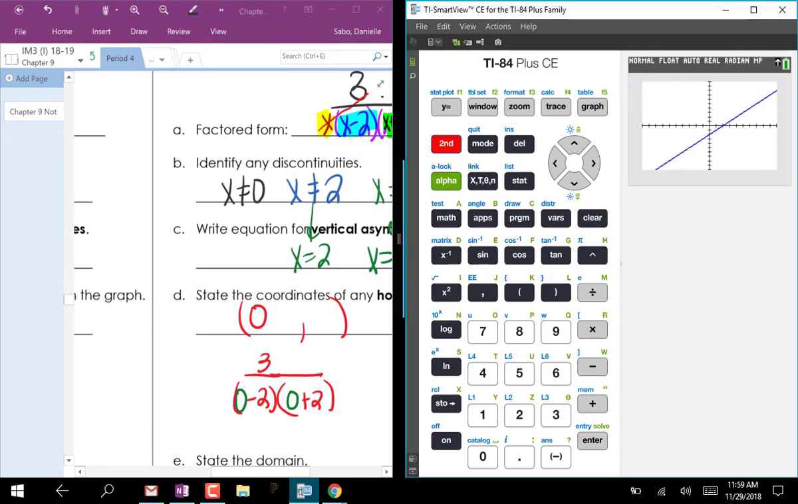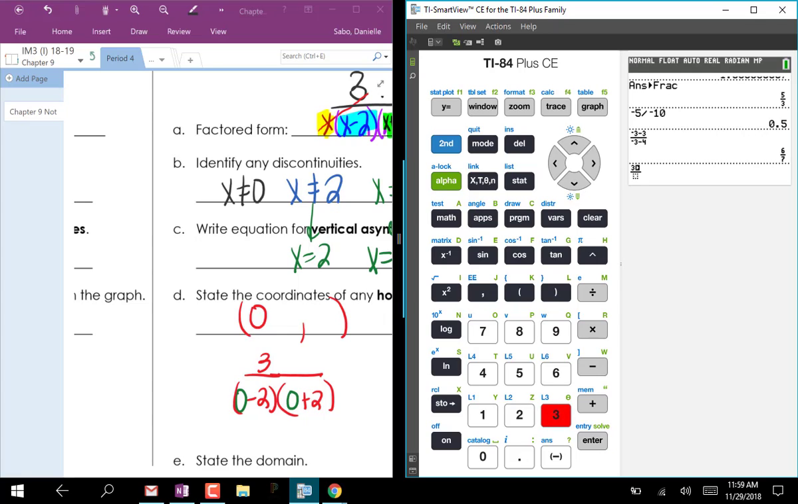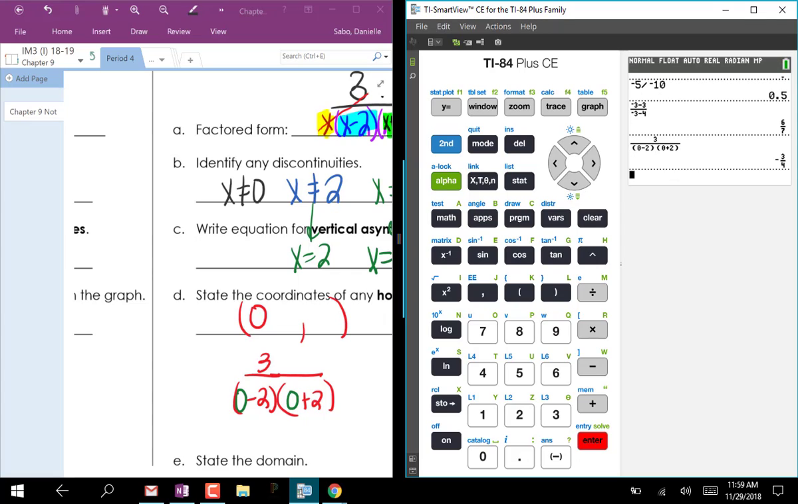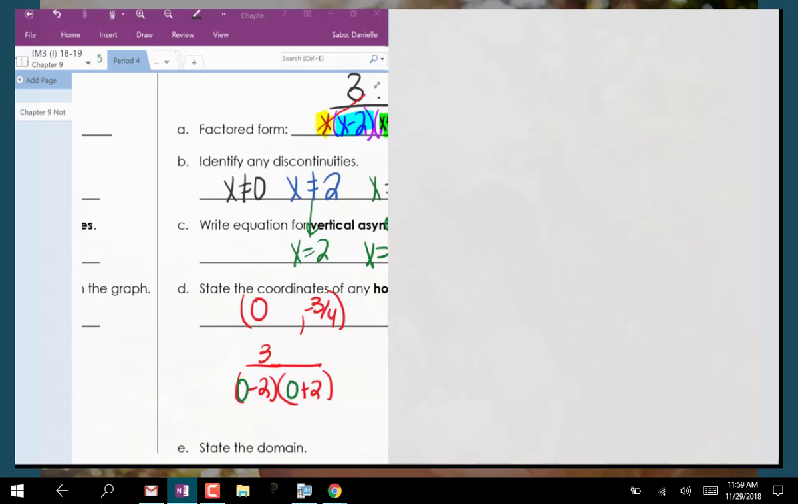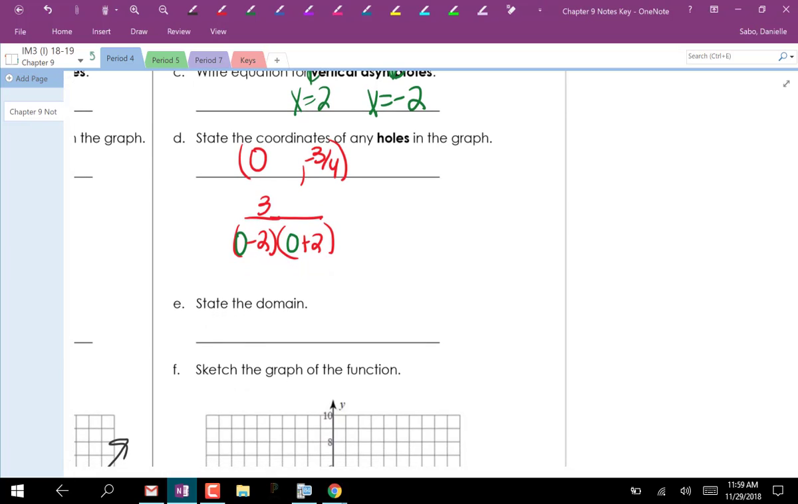Second, quit. Press alpha, y equals, and there's your fraction. I get 3, press down, and then I have 0 minus 2, parentheses, 0 plus 2. If you take a look, we get negative 3 over 4. So negative 3 over 4. I just want to make sure we get this down on the notes here. I'm not even going to do the domain because you guys get that part. I want to make sure we get the graph down.